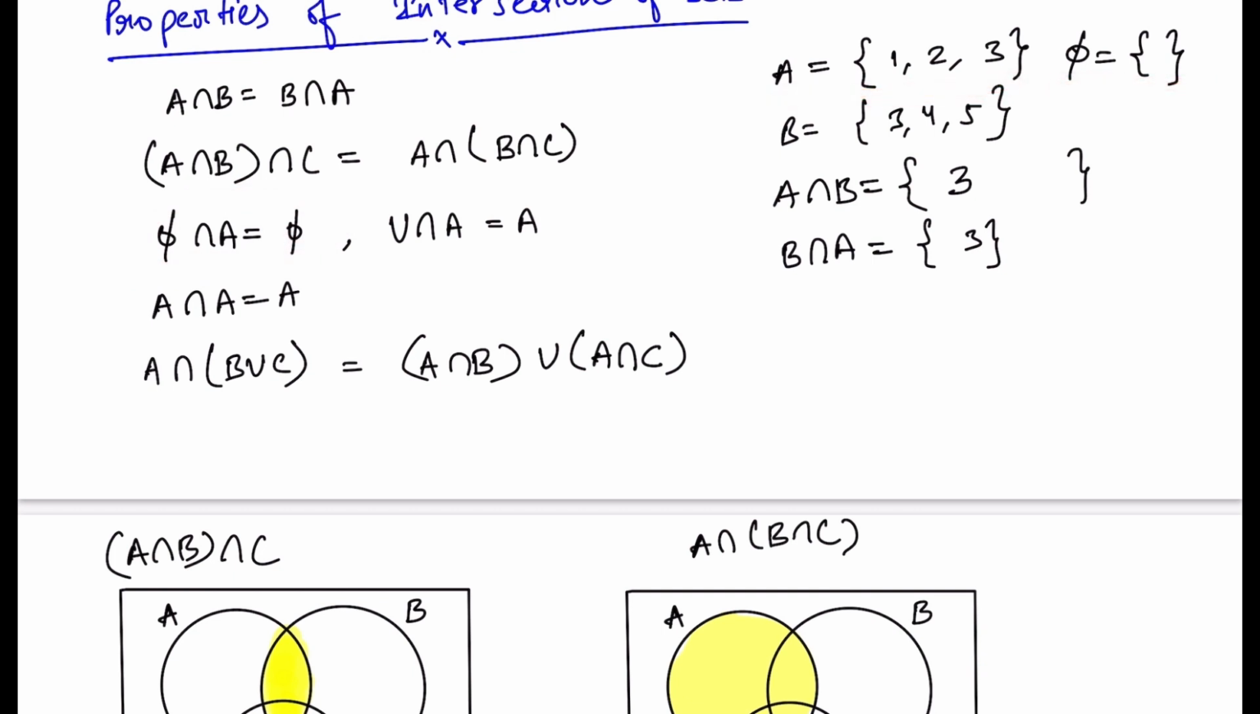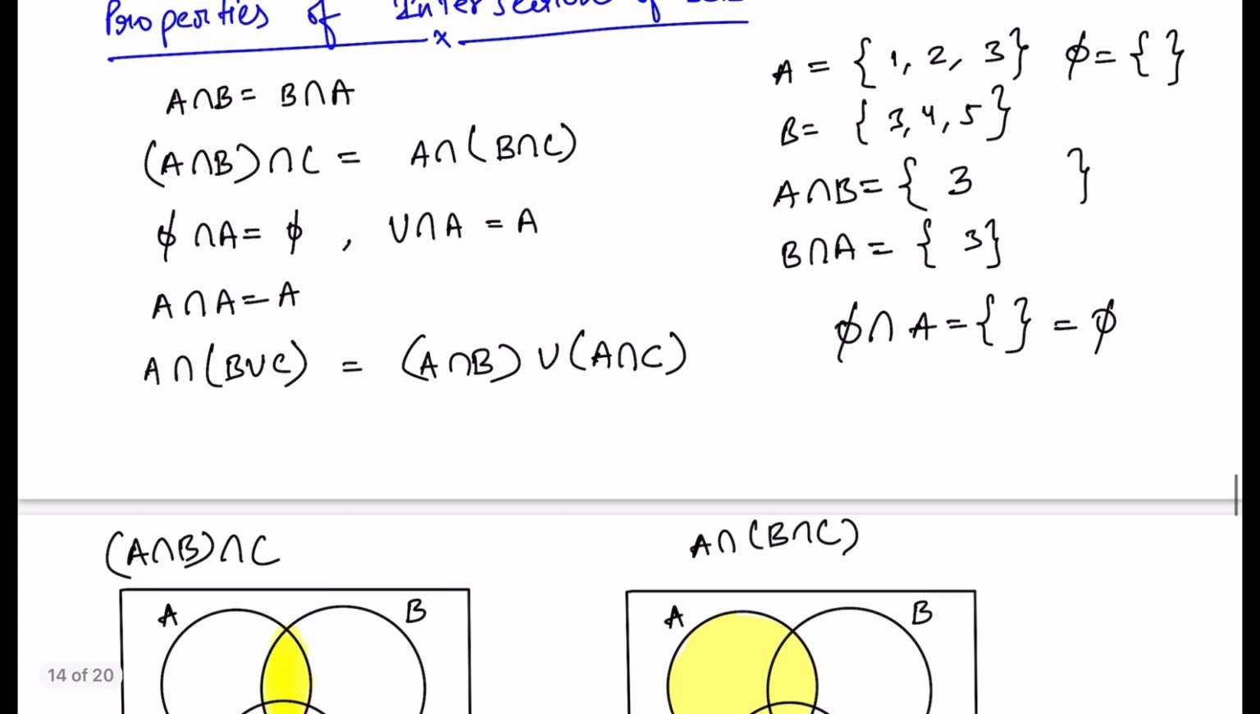There is no element common because phi does not have any element, and A has some elements, so there are no elements common. That means phi intersection A is also a null set because they do not have any element common. Therefore, the answer is phi. So this is the proof for the third property.